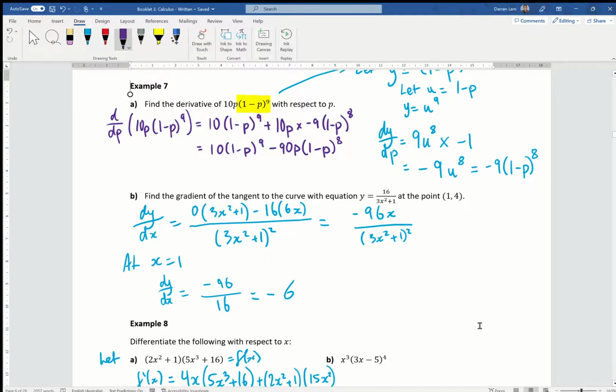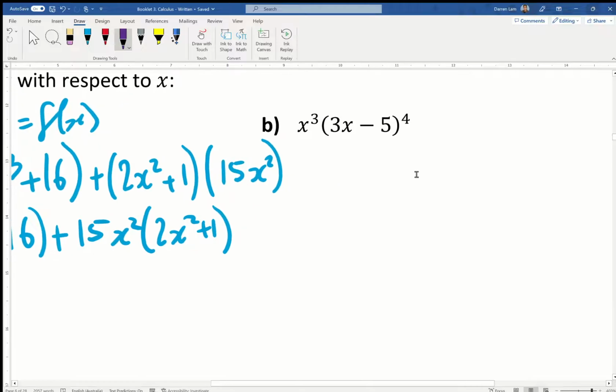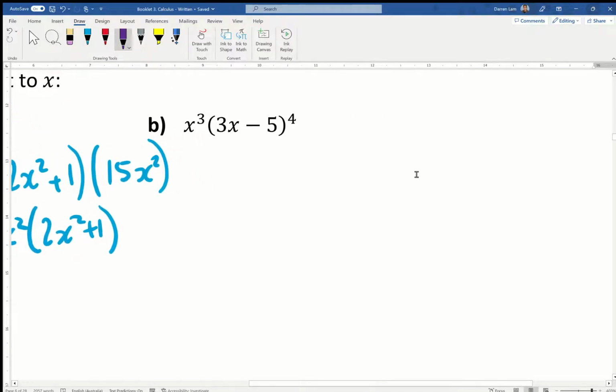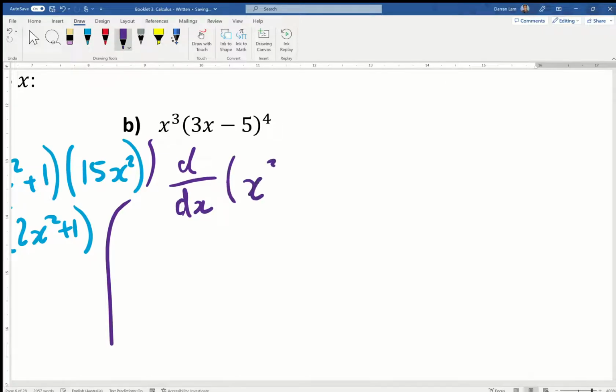So same thing. I'm going to skip a couple of steps this time. I'm going to show you what it looks like when I don't use sub u, okay? So I'm going to, again, write d over dx. This time it is dx because it's in terms of x cubed, 3x minus 5 to the power 4. I'm just writing the derivative of this function.